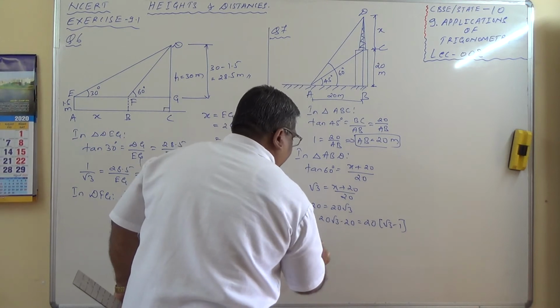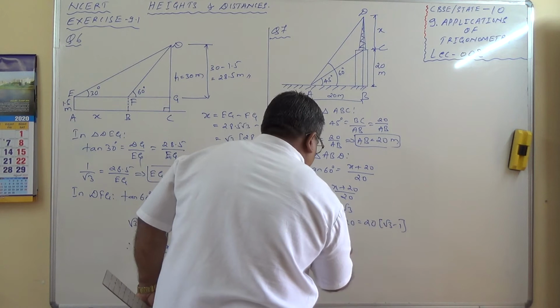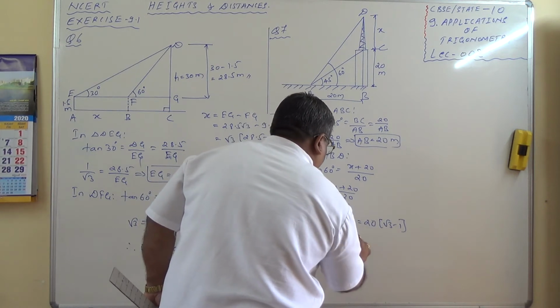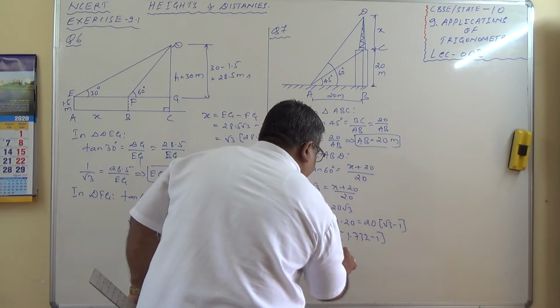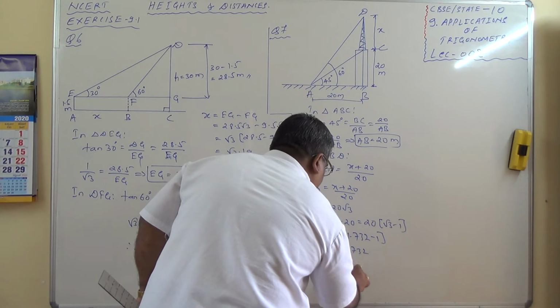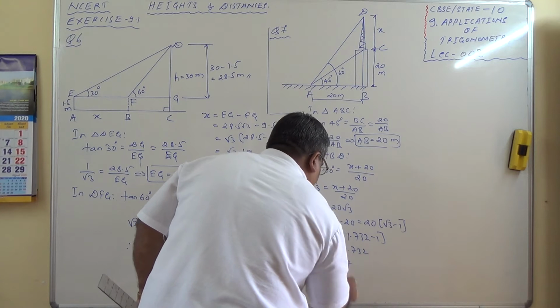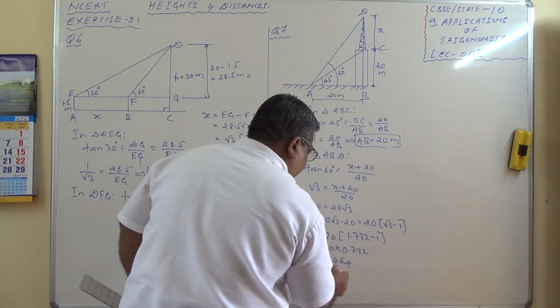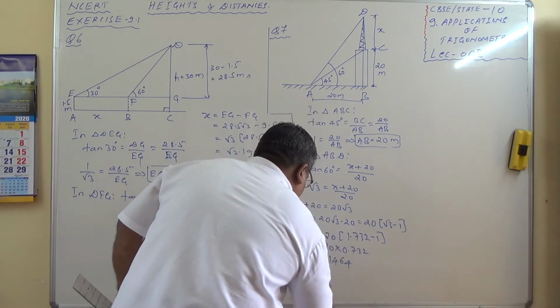So directly we are calculating the x here. x equals 20 into bracket root 3, which is 1.732, minus 1, which is 20 into 0.732, which equals 14.64 meter. Let me check the answer.